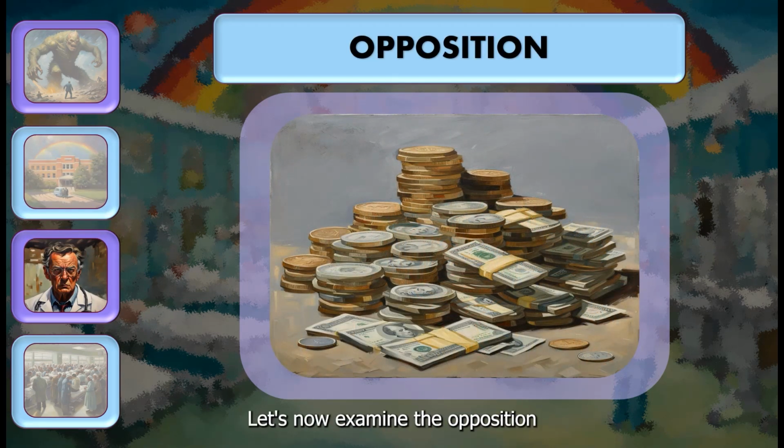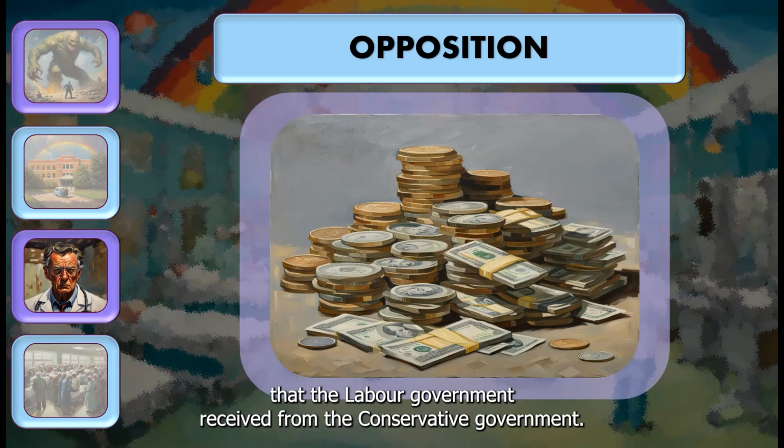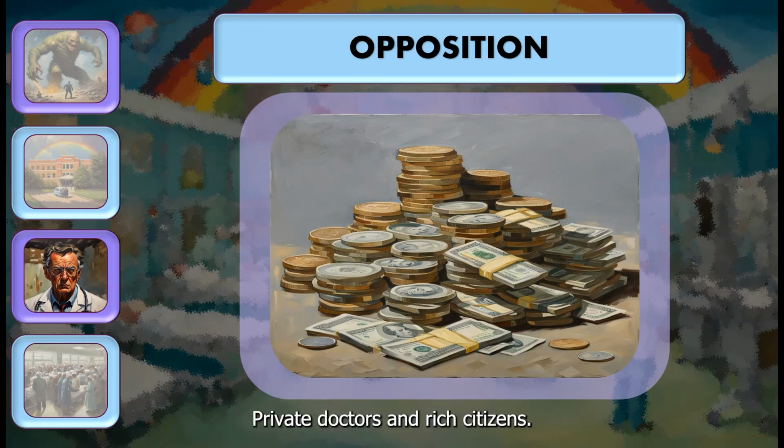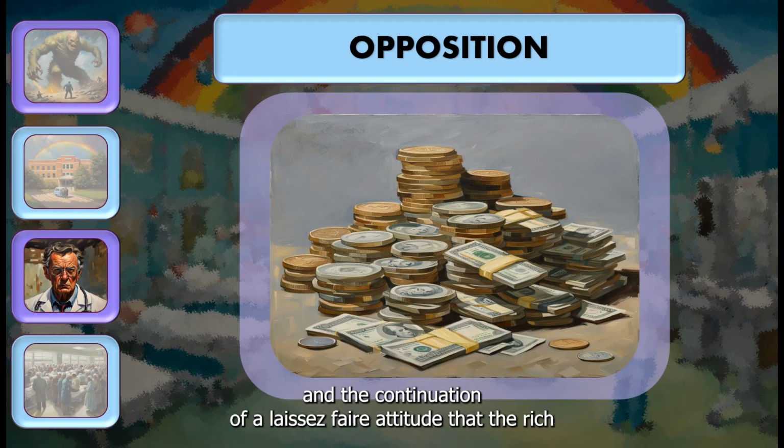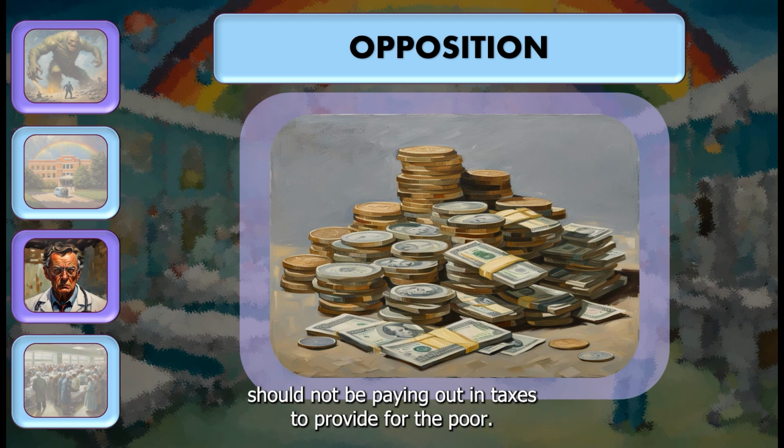Let's now examine the opposition that the Labour government received from the Conservative government, private doctors, and rich citizens. The main reason for this opposition was fear over the cost to the state and the continuation of a laissez-faire attitude that the rich should not be paying out in taxes to provide for the poor.